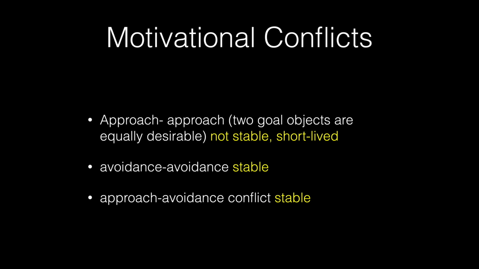And once you realize that, now this one that's 5 minutes closer becomes more appealing, and so quickly the conflict disappears and you just approach that restaurant that's closer to you. So that's what he meant about them being not stable and short-lived.